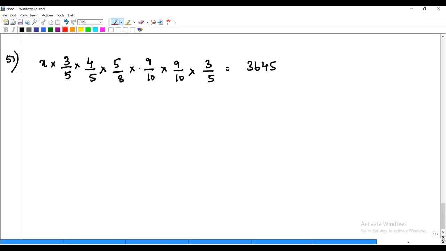So I would say 5 cancel. 4 ones are 4, 4 twos are 8. This becomes 5,000 in the denominator. 3 into 3, 9. 9 fours are 36, 0 5s are 0. Cancel it. So you'll be getting again 4 5s are 20. It will be 5. x is equal to 5 into 5, 25. Anyway, 1000 is there, so it is 25,000.